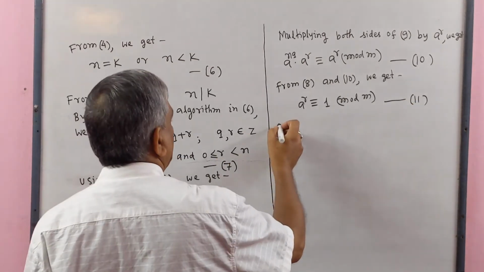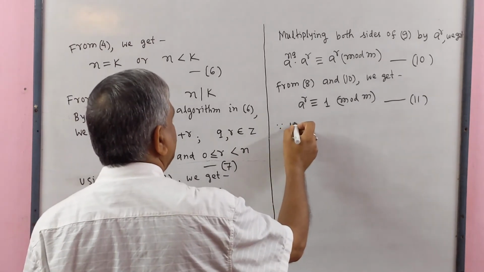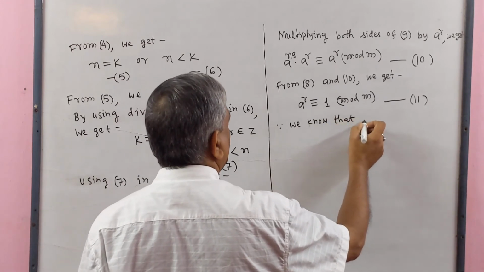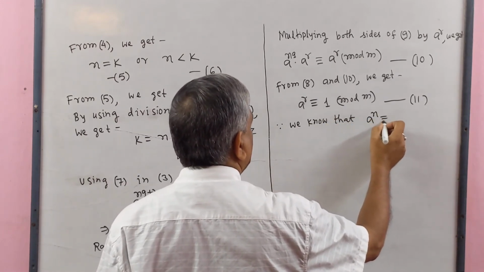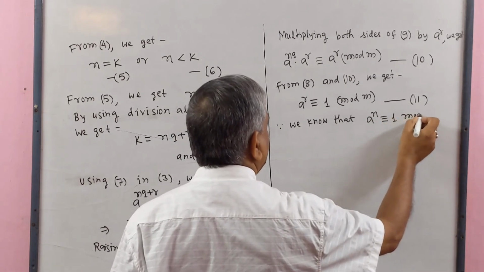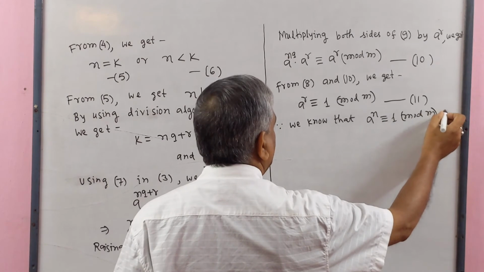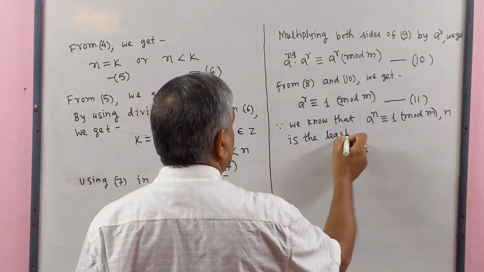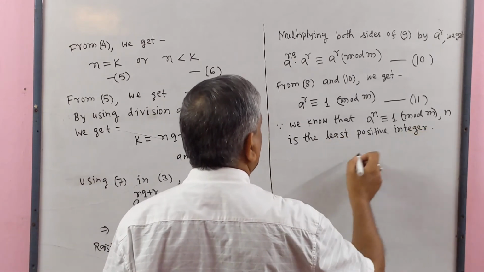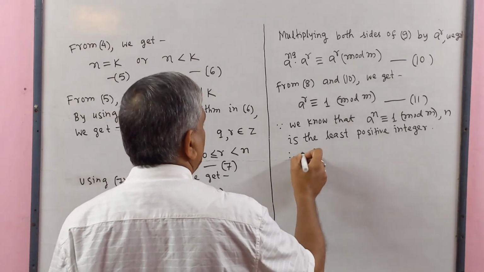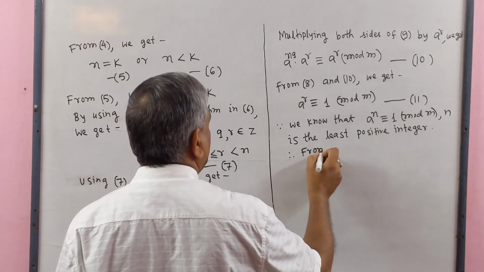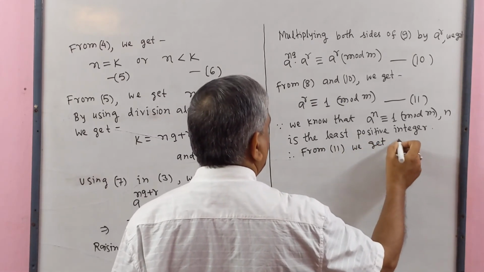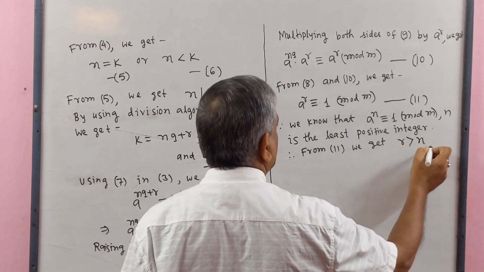Since we know that A to the power N is congruent to 1 modulo M, N is the least positive integer. Therefore, from 11 we get R is greater than or equal to N. This is number 12.